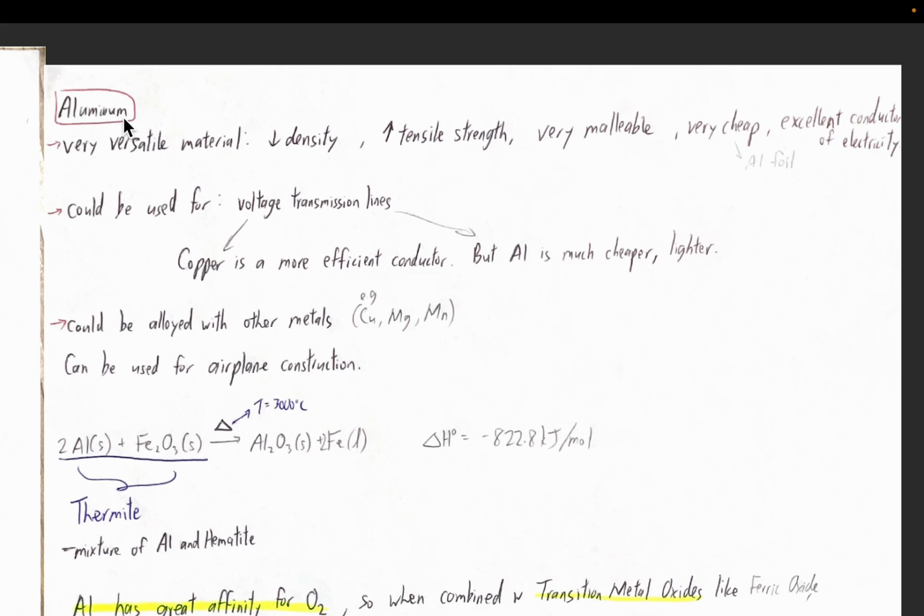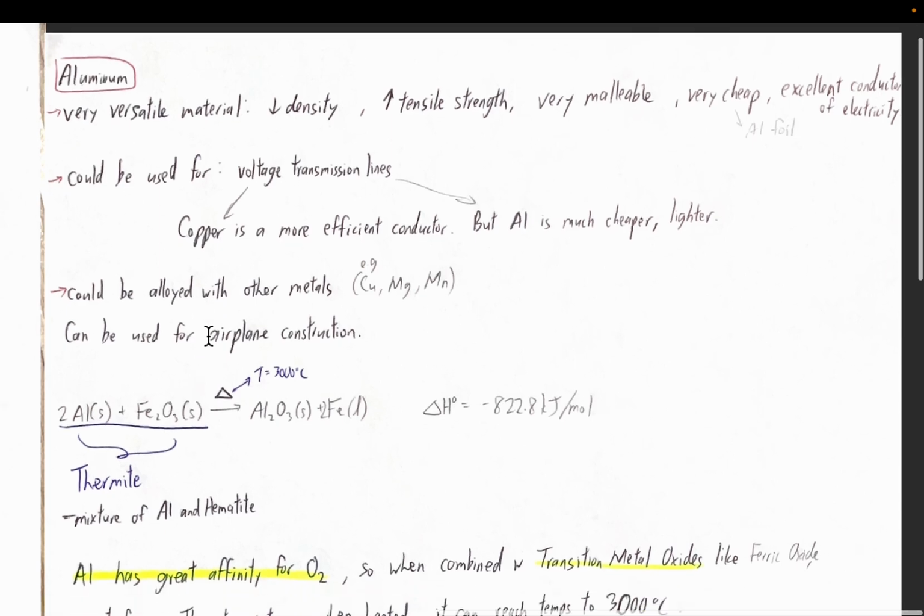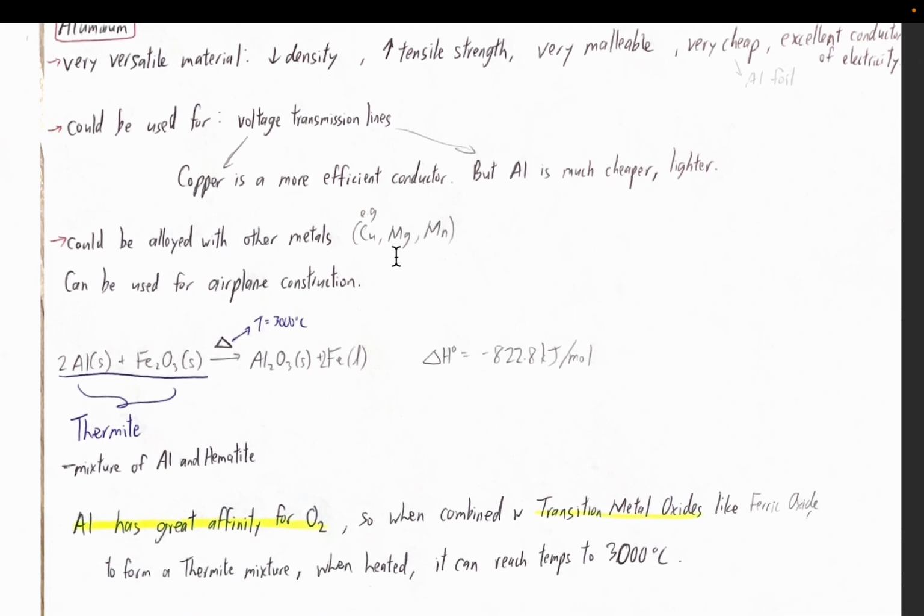Aluminum, in connection to what I just said, could be used for something called voltage transmission lines. So it is proven that copper is a more efficient conductor, but aluminum is much cheaper and lighter. Aluminum could be alloyed with other metals: copper, magnesium, manganese. They could be used for airplane construction. Okay, going back here. Yeah, I already said it.